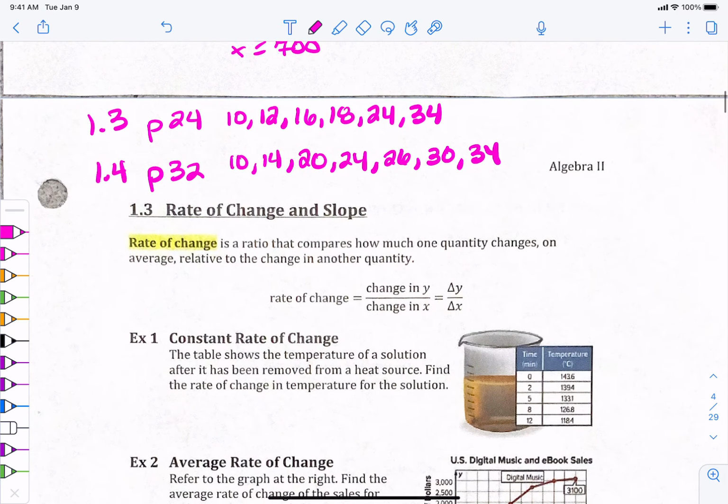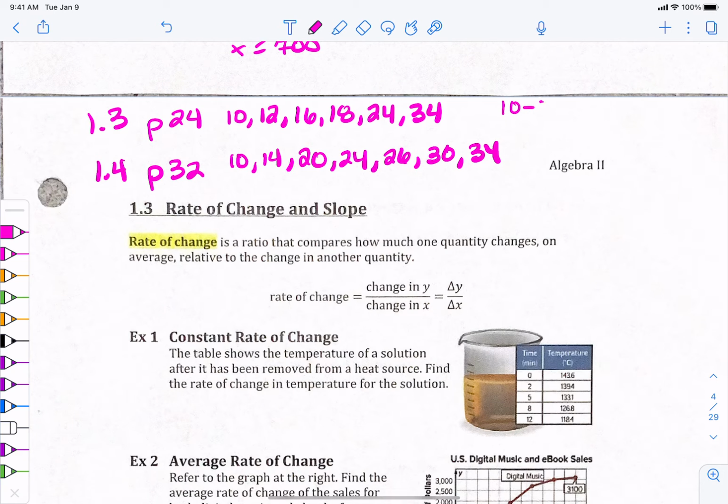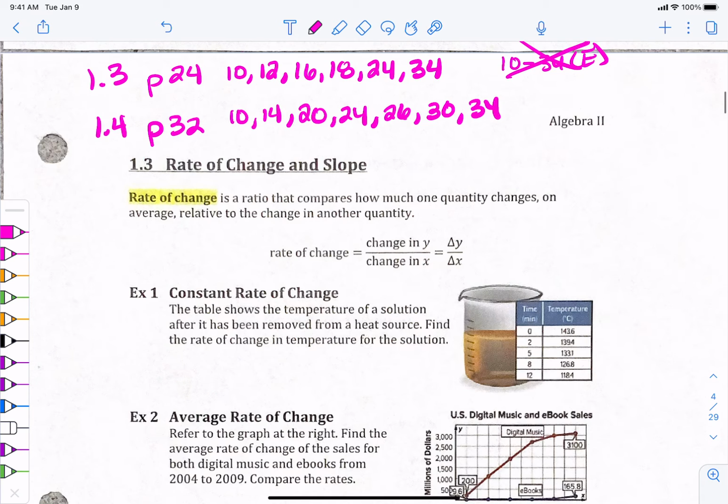So 1.3, I cut down the homework assignment. It used to be 10 through 34, the evens on both of them, right? But I crossed that off and we're only doing those problems on 1.3 and those problems on 1.4. So get those written down. It's also up on my board over here. All right, 1.3, rate of change and slope.